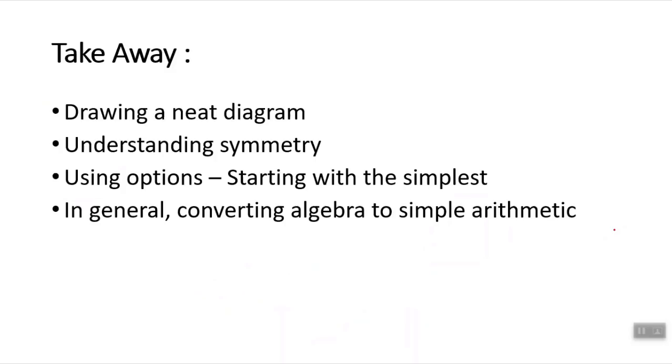key skills now. Understanding the symmetry of the diagram, we did not have to prove that the four triangles that were formed were congruent. We could see it, we could feel it, and that's an important skill as well, not to indulge in proofs. And then we use the options, starting with the simplest, avoiding writing down equations altogether. And in general, this would be called converting all that algebra, x's and y's, to simple arithmetic. And therefore, we can get the answer very, very fast when options are given.